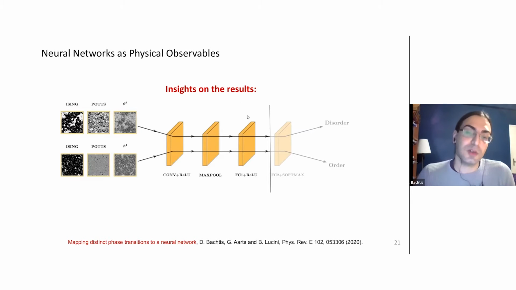In other words, we want to find out if the neural network has learned some form of universal features that are able to differentiate between the symmetric and the broken symmetry phase for all of these systems.